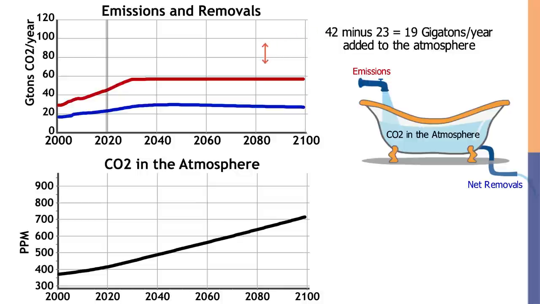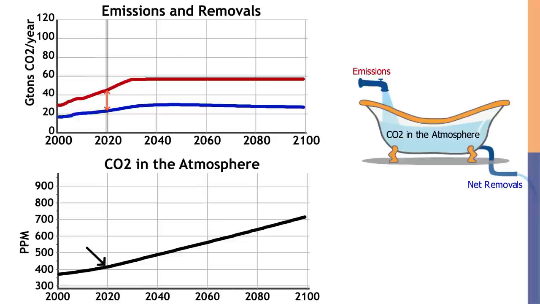So what is that bathtub level doing? Of course it is rising. Look at the bottom graph in 2020. You can see CO2 in the atmosphere increasing in 2020. The slope is positive. See it going up? Up, up. Makes total sense.